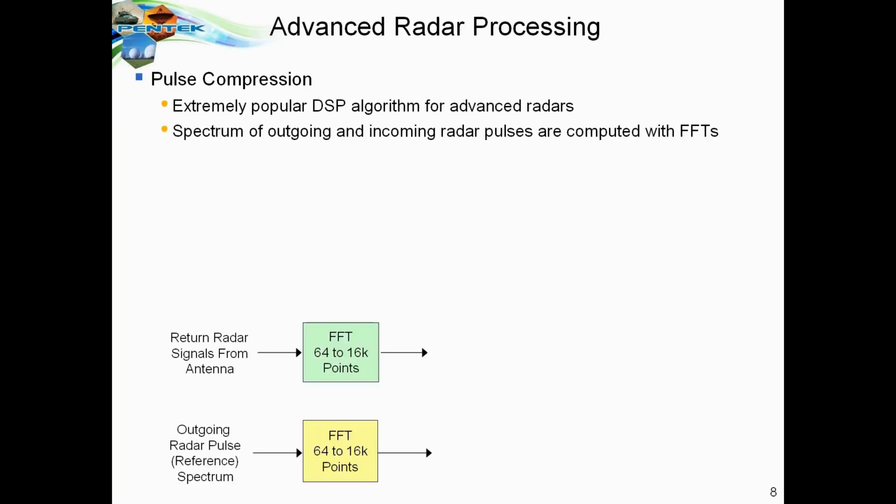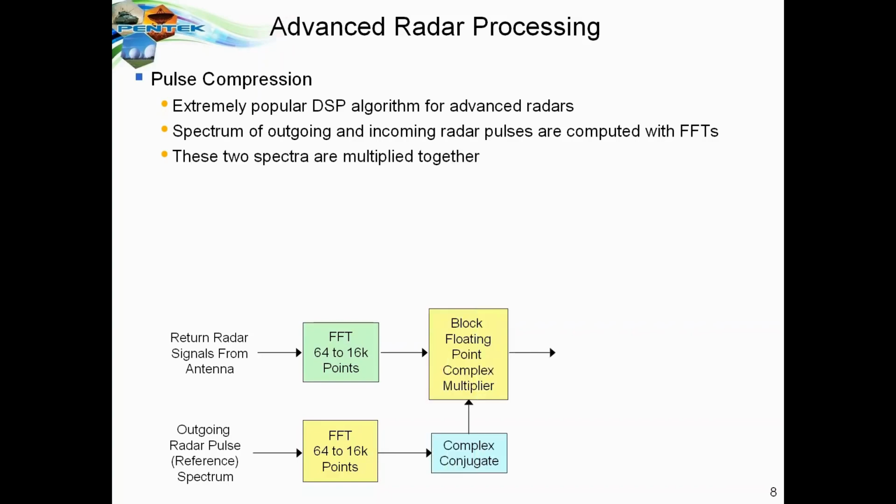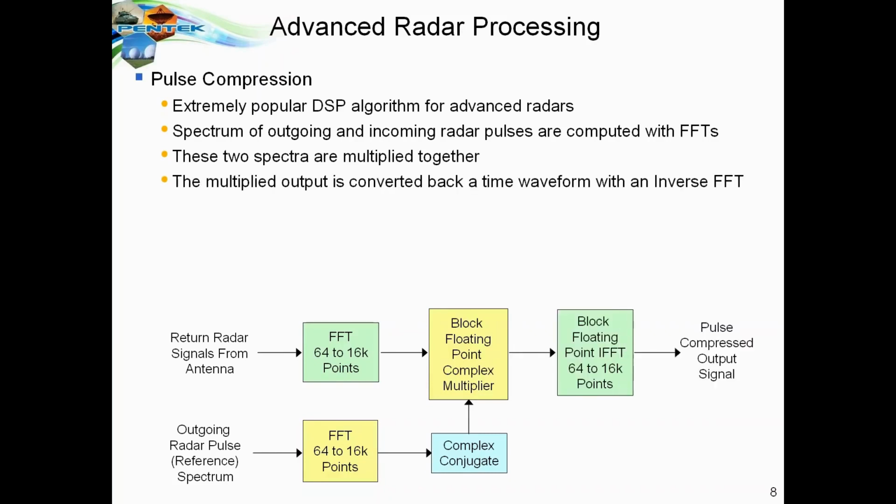Most advanced radars use pulse compression. It's an extremely popular DSP algorithm. In pulse compression, you compute the FFT of the outgoing radar pulse, called the reference pulse, to create its spectrum using an FFT block, and you do the same thing for the return radar signal coming back to the antenna. These two spectra are then multiplied together in a complex digital multiplier and then converted from the frequency domain back to the time domain to form the pulse compressed output signal.